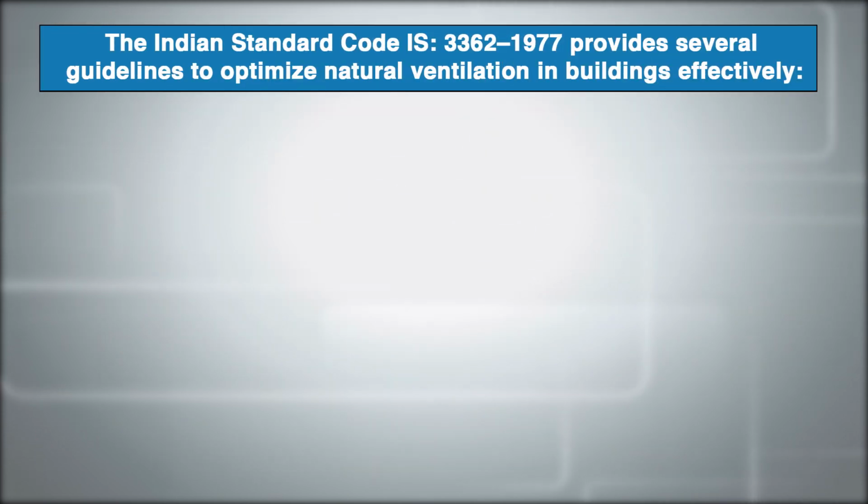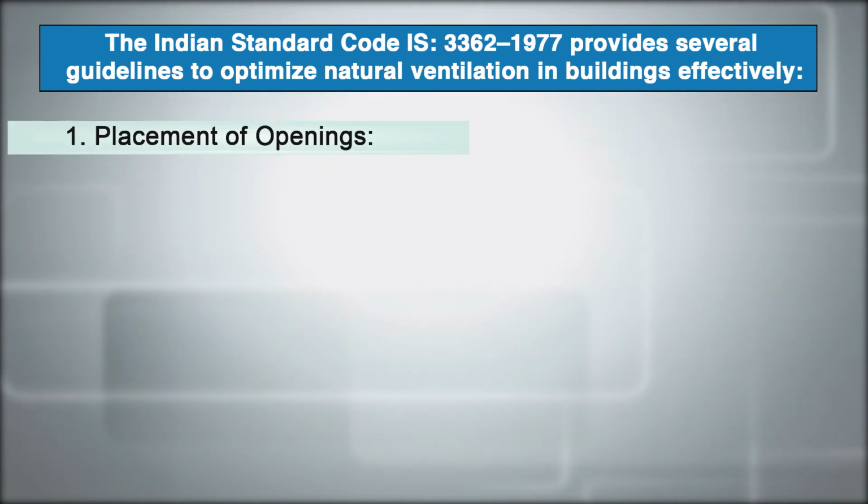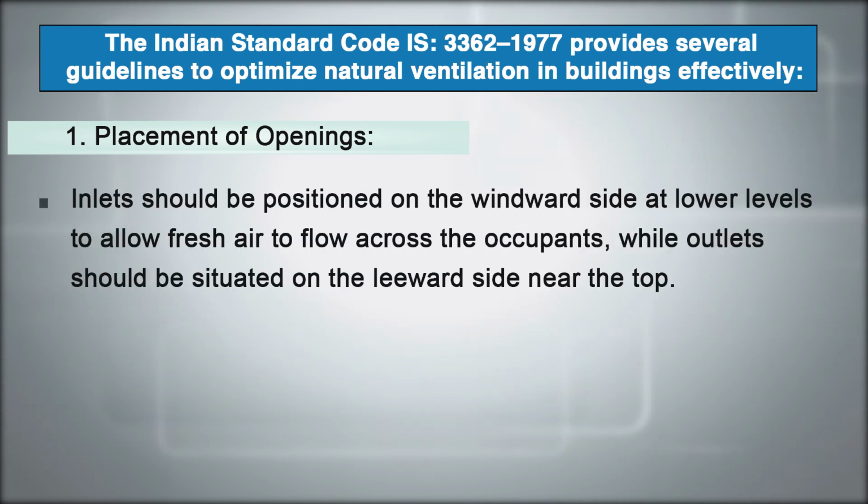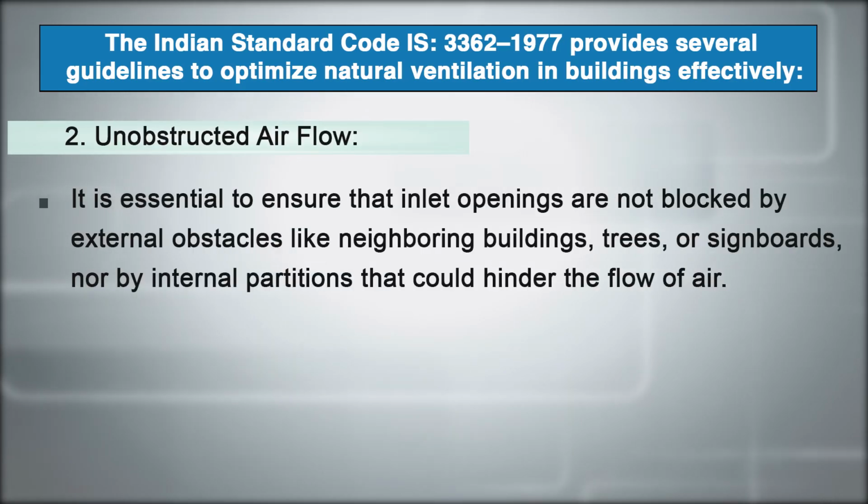The Indian Standard Code IS 3362/1977 provides several guidelines to optimize natural ventilation in buildings effectively. Firstly, placement of openings. Inlets should be positioned on the windward side at lower levels to allow fresh air to flow across the occupants, while outlets should be situated on the leeward side near the top. This setup helps in creating effective air movement at the occupancy level rather than just circulating air at the upper levels of the space.